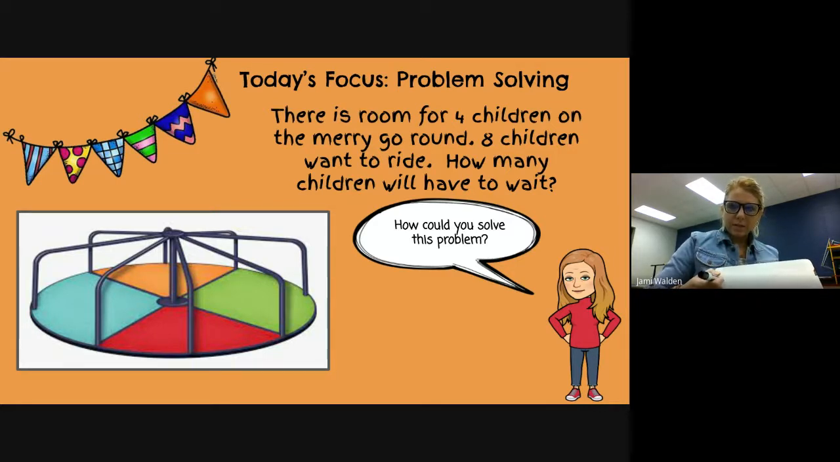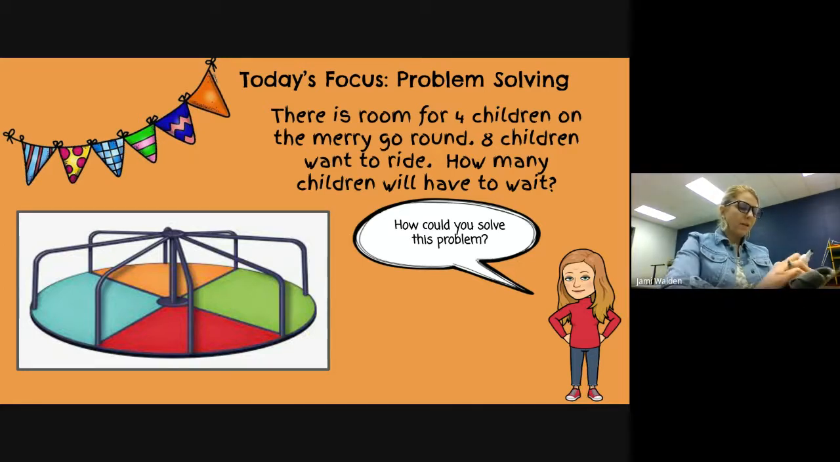So I need 8 circles for children. 1, 2, 3, 4, 5, 6, 7, 8. I need 4 for how many can get on the merry-go-round at one time. So there's my circles. Now we match them up and compare. How many are left out here to wait? 4. How else could I have solved that problem?